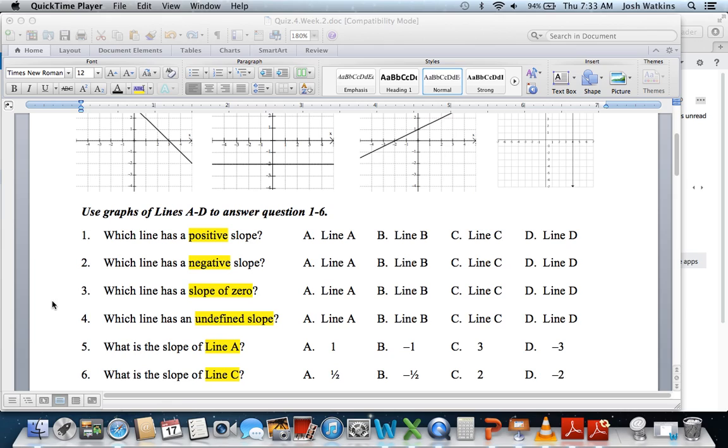Number 5, what is the slope of line A? So find the slope of line A, rise over run. And number 6, what is the slope of line C? Again, remember rise over run.